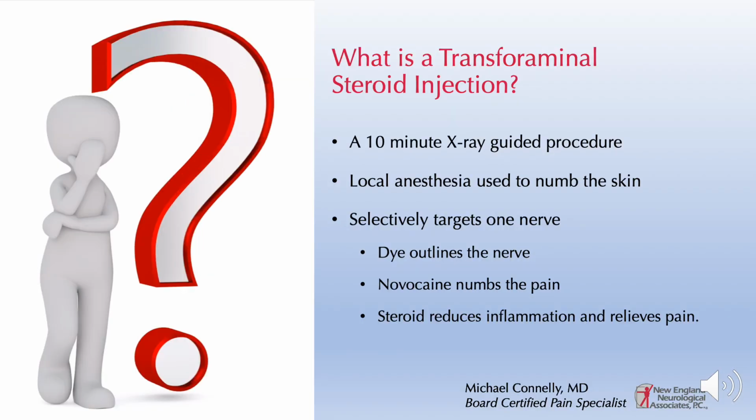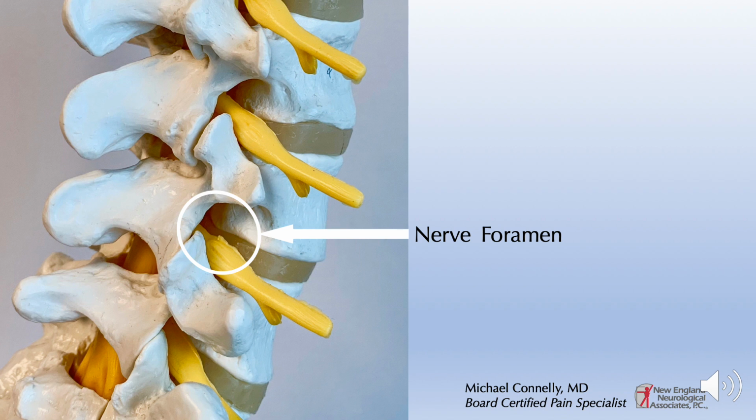A transforaminal steroid injection is a 10-minute procedure guided by X-ray. We place local anesthesia to numb the skin first, and then we use an X-ray machine to guide a needle next to a nerve root in order to outline the nerve, inject local anesthetic, and then steroid medication to treat the inflammation. This is a spinal model showing the area where the nerve exits the spinal canal and the area where we place the needle for the injection.